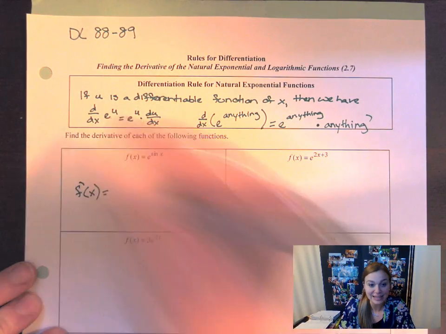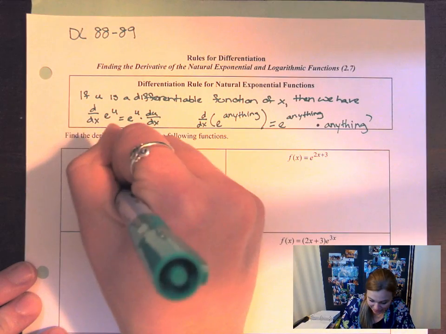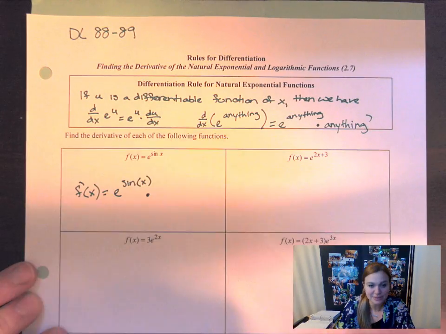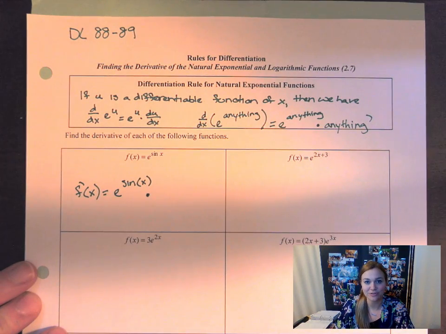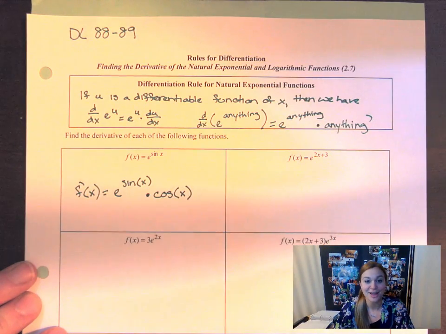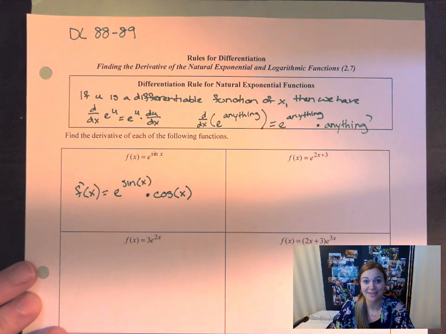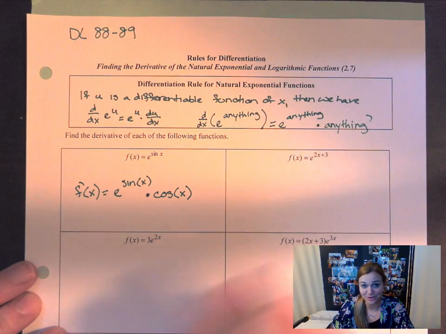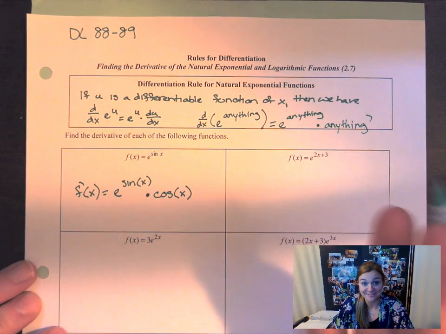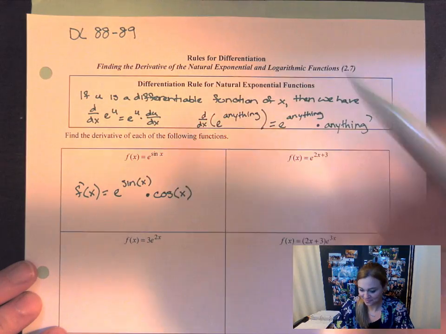So the derivative of e to the anything is e to the anything. So in this case, e to the sine of x times the derivative of the anything. The derivative of sine is cosine. No, I am not making this up. That's it. This is all there is to this. So e to the sine of x times cosine of x. And then you're done. Let's do another one.